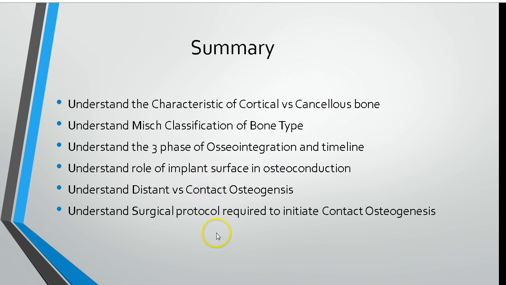I hope you get a good understanding of bone physiology and osteointegration. When we go into the surgical part and the surgical protocol, you should be able to use these basic concepts, start to think about it, analyze it and predict what's going to happen, using obviously CT scan and Hounsfield units to get what the Misch classification would be.